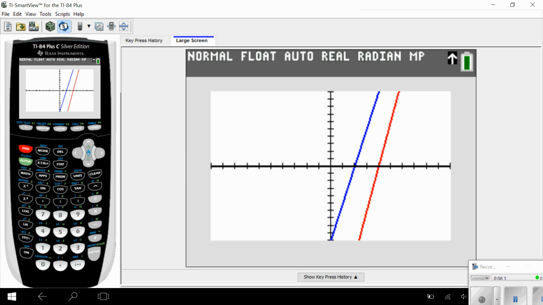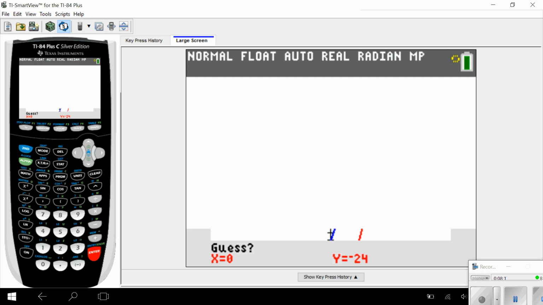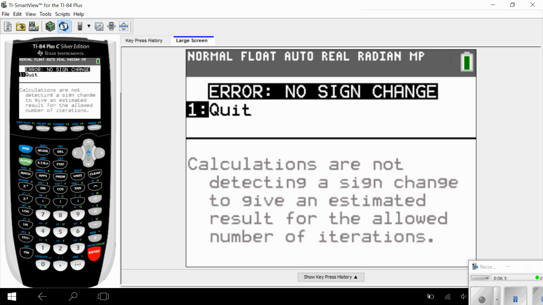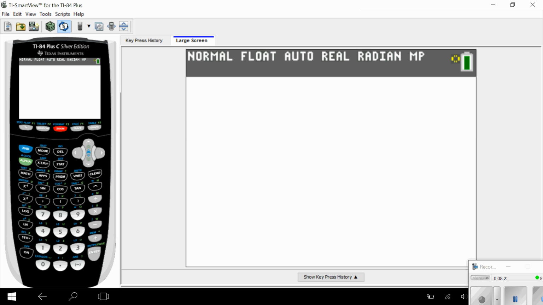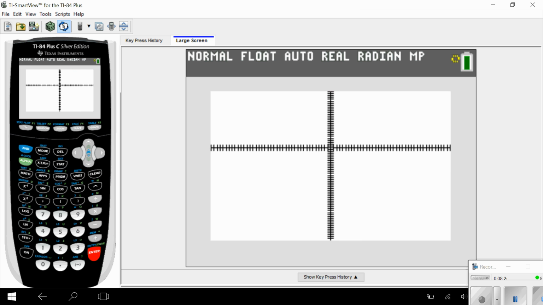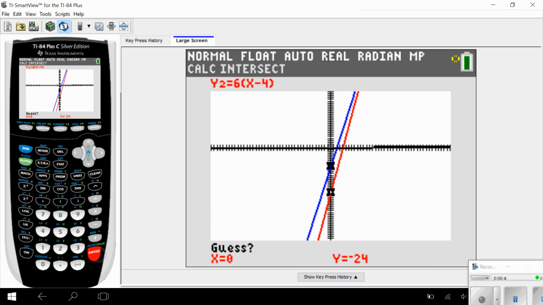But when I do second trace 5, enter 3 times, I get my error, which tells me I need to zoom out. So quit, zoom, 3, enter. So we still have to wait for it to graph y1, y2, and y3. So second trace 5, enter 3 times. My intersection is at 14.